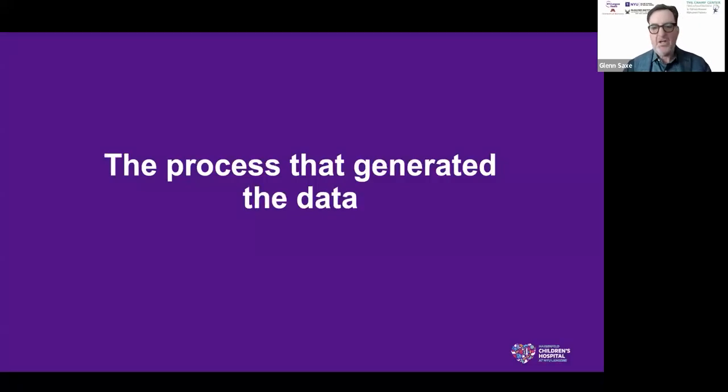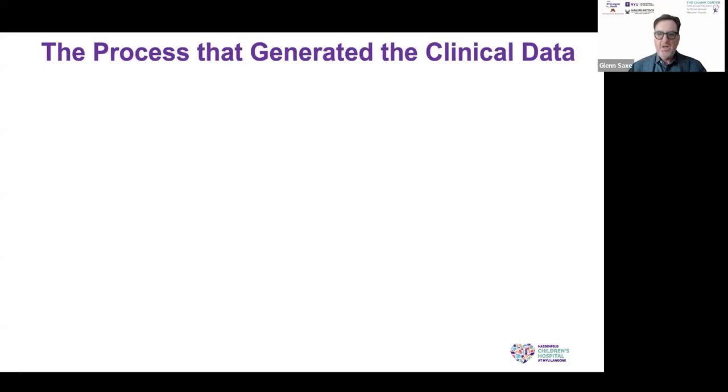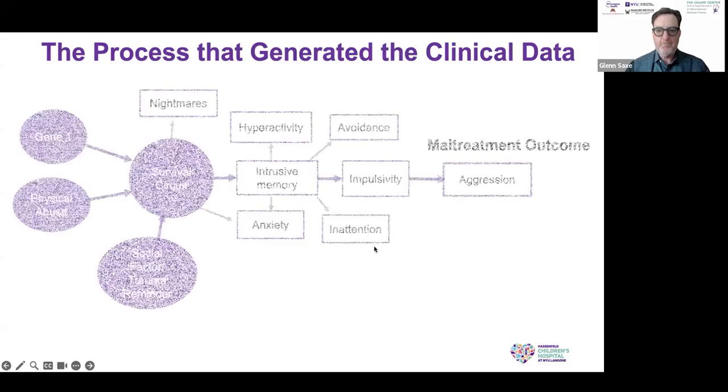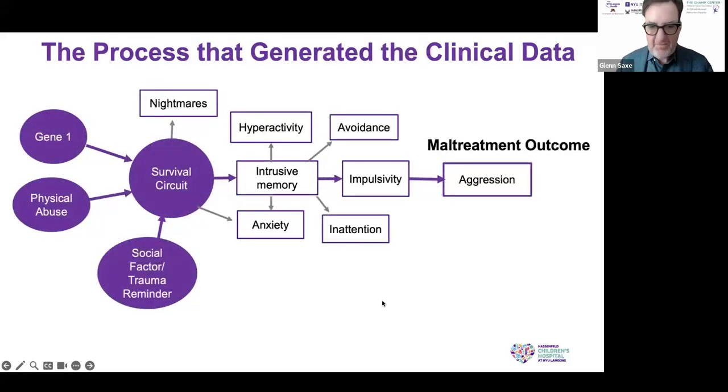So with that, I want to introduce the concept of the process that generated the data. Another word for this is the truth. There is a process out there, whatever it is, that generated the clinical data or the research data. What exactly is it? Because we want to align as closely as we can to it so that we could predict well under intervention conditions. So what was the process that generated the clinical data? Here it is. Just take my word for it.